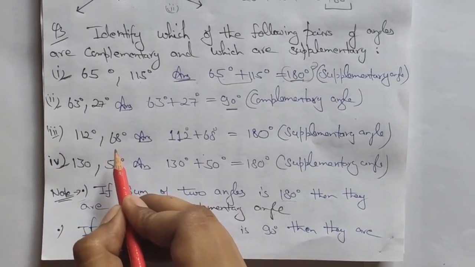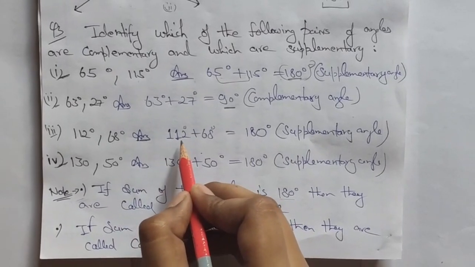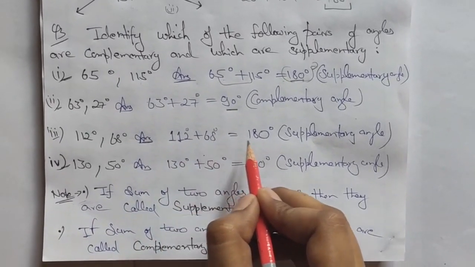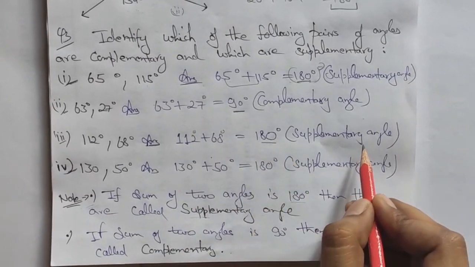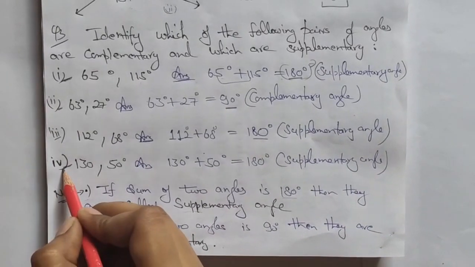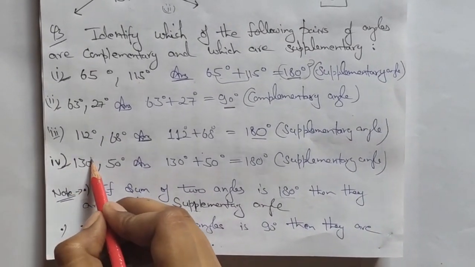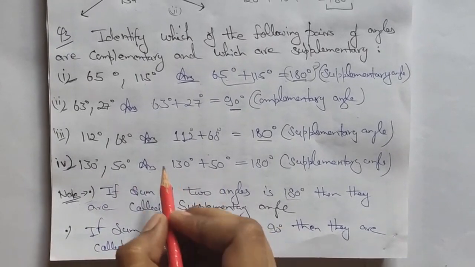Okay. Third, 112 degrees and 68 degrees. Let's solve this. So 112 degrees plus 68 degrees is equal to 180 degrees. This means that this is a supplementary angle. Fourth part of this question, 130 degrees and 50 degrees. So let's find out.